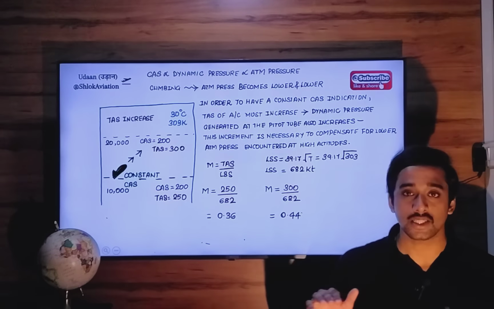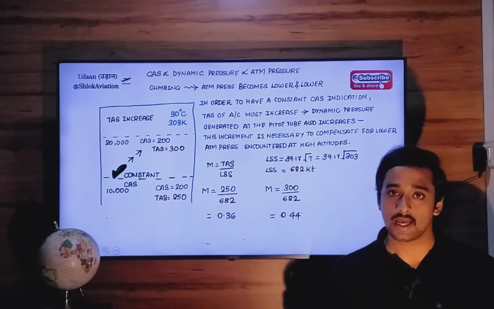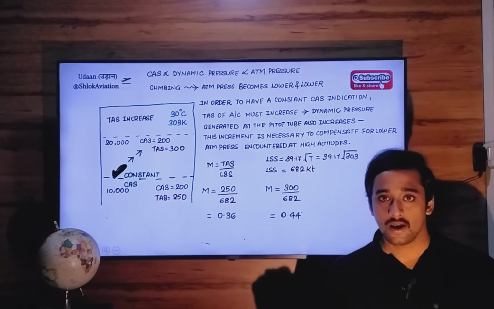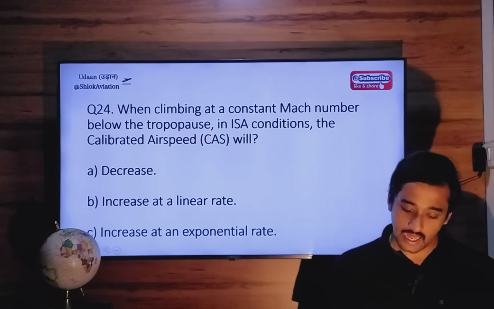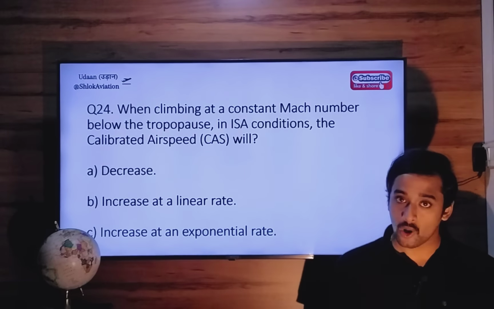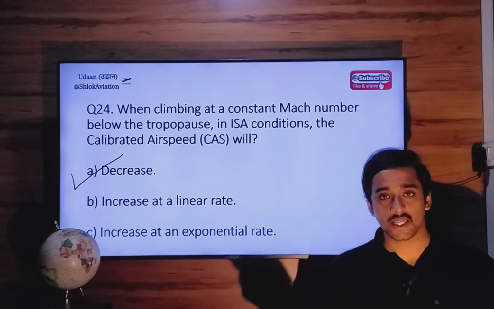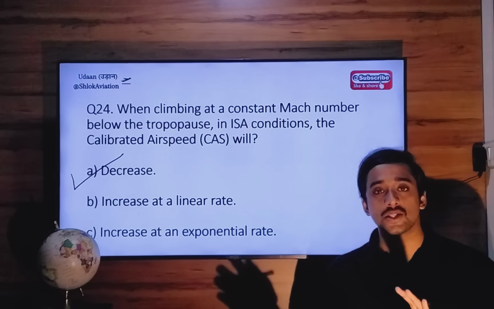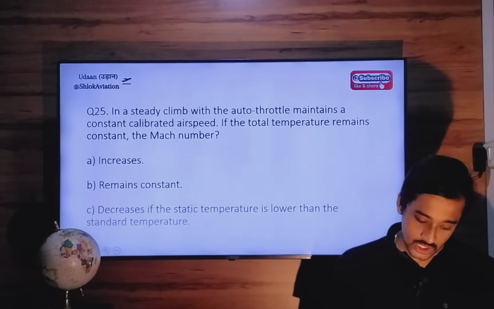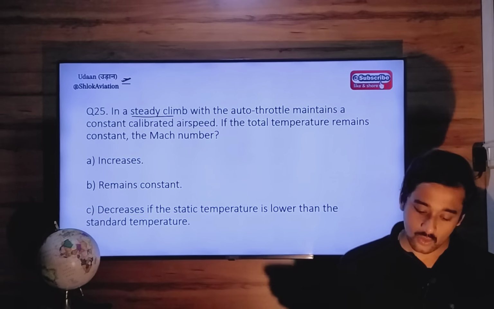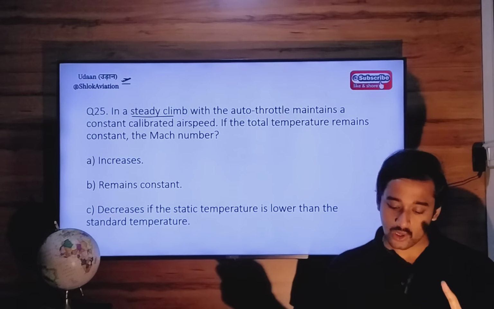You may be flying at a constant speed, much faster than that, but the indication shown to you will be much less than the actual speed you are flying at. So this is very important. Question number 24, when climbing at a constant Mach number below the tropopause in ISA, calibrated airspeed will decrease. Irrespective of surrounding temperatures, your calibrated airspeed is only dependent on atmospheric pressure. So, decrease.